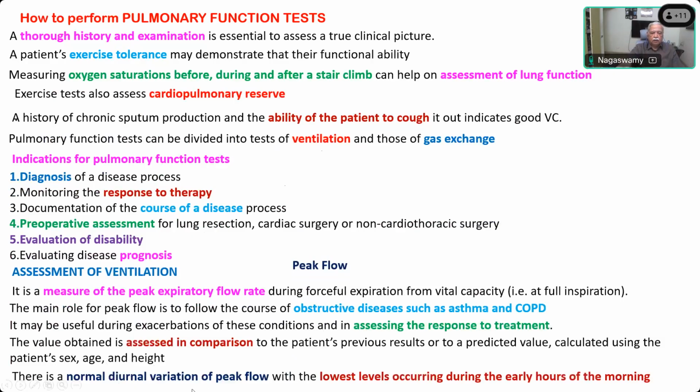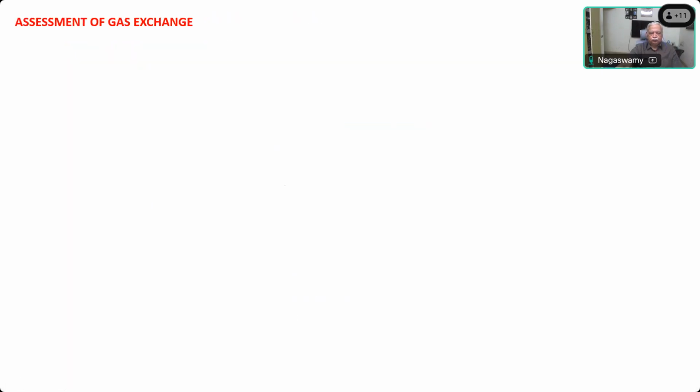The normal diurnal variation of peak flow will be lowest during the early hours of the morning. So all these tests have to be done quite late in the day, not as soon as the patient wakes up in the morning when the values are likely to be low. Peak flow is mainly done to rule out any obstructive airway disease, to know whether the patient has the capacity to blow the air out of the lung.